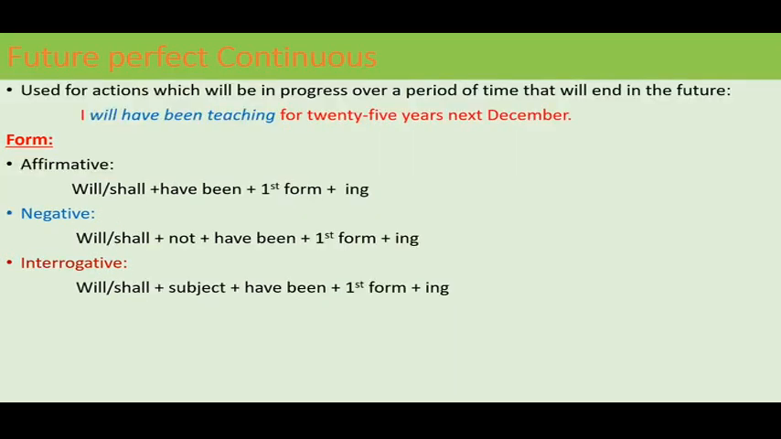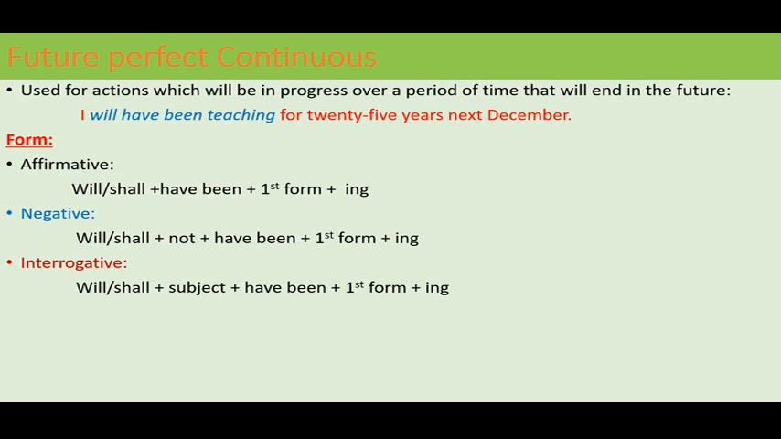And last is future perfect continuous tense. It is used for actions which will be in progress over a period of time that will end in future. For example, I will have been teaching for 25 years next December. Another example is, by next March we shall have been living here for 5 years.